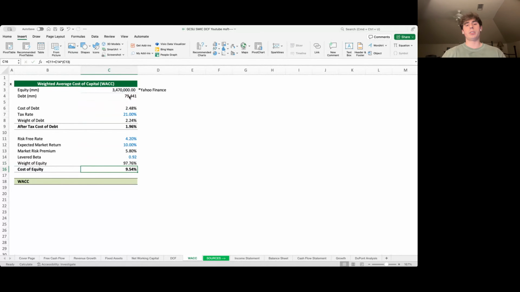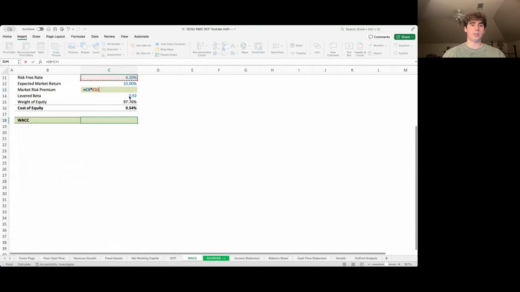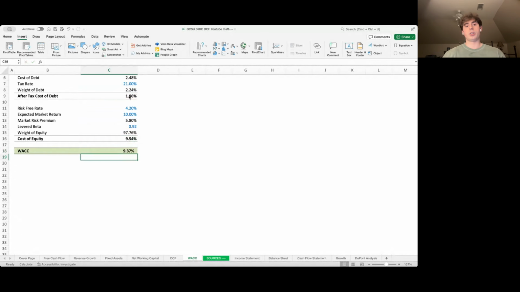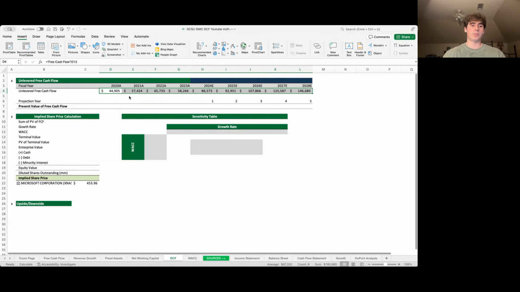Now we have all the components to solve for the company's WACC. We do this by taking weight of debt times the after-tax cost of debt plus the weight of equity times the cost of equity. So we get a WACC of 9.37%. We can put this onto the DCF page.